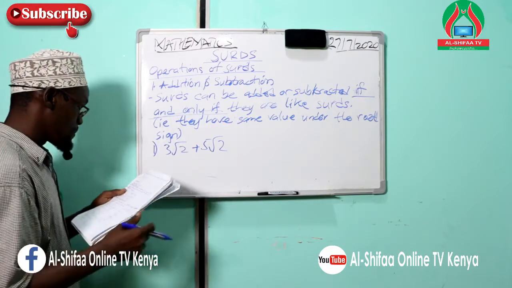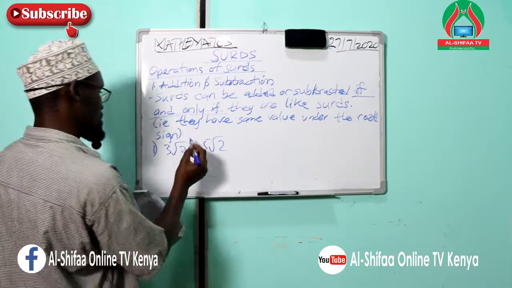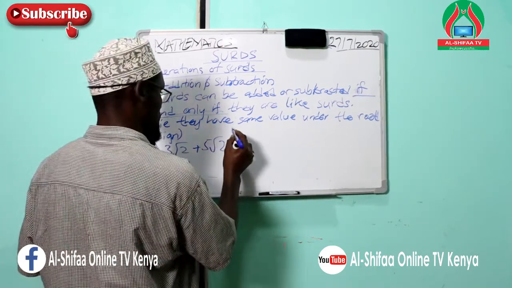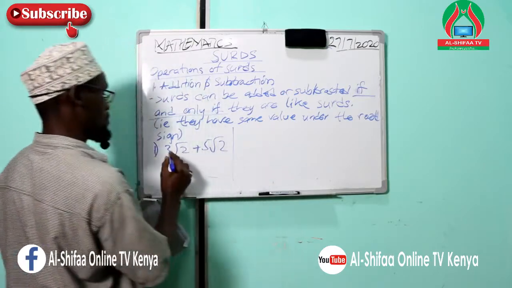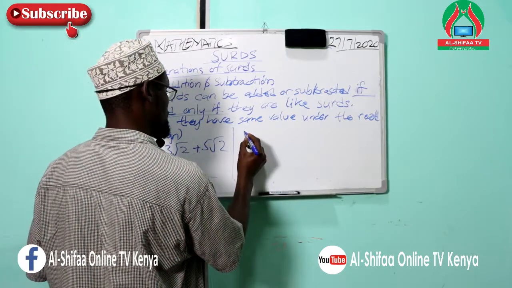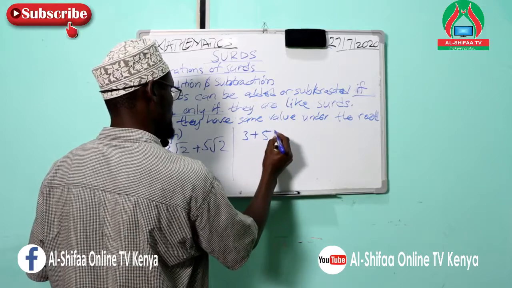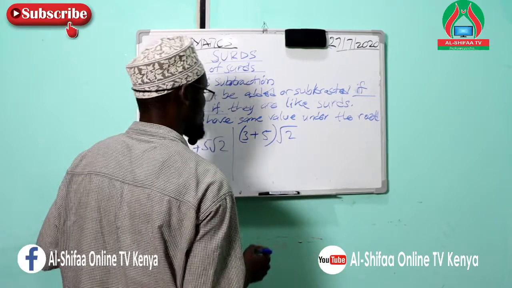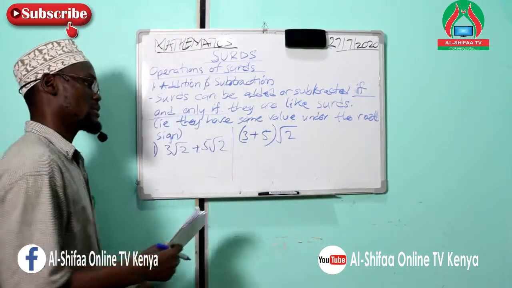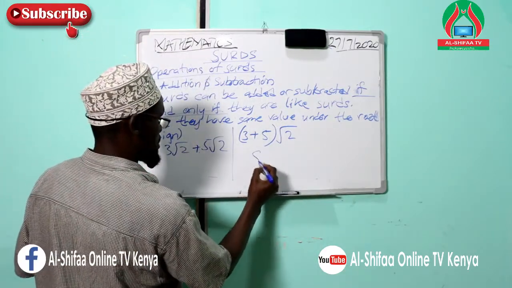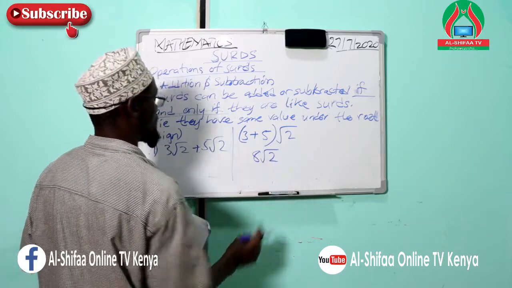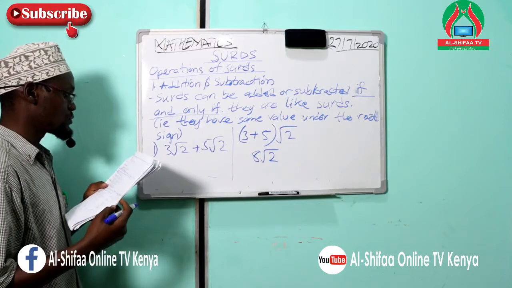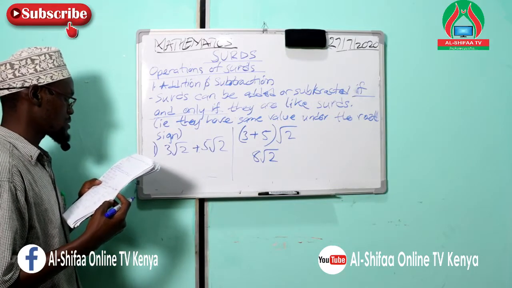So in this example, we take the whole numbers, we add them. It will be 3 plus 5 in brackets multiplied by root 2. So the answer you will get will be 8 root 2. Let's look into other examples.